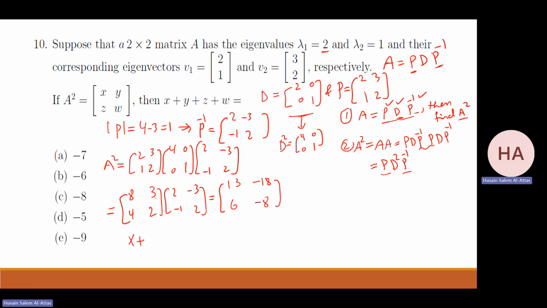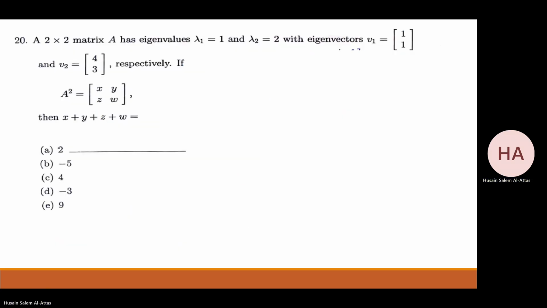So x plus y plus z plus w will be 13 minus 18 plus 6 minus 8. That will be minus 5 minus 2, which is minus 7. And that will be the answer. I think it's a good one. Okay.